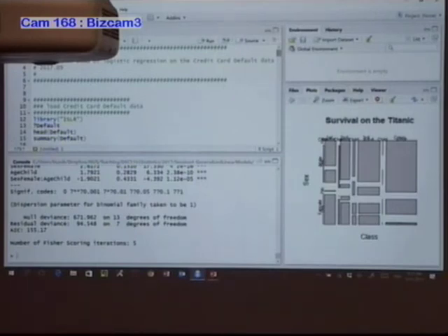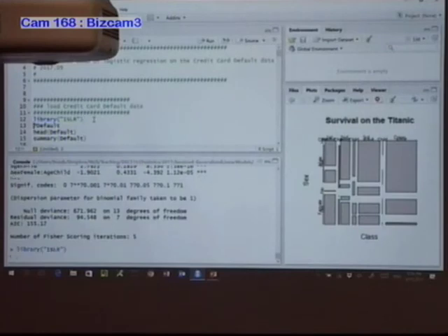So we'll start with a credit card data set. The credit card data set is in the package ISLR. ISLR is the package of the textbook. Right? Inside the package, you have many data sets. The default is one of them, just for the sake of illustration.